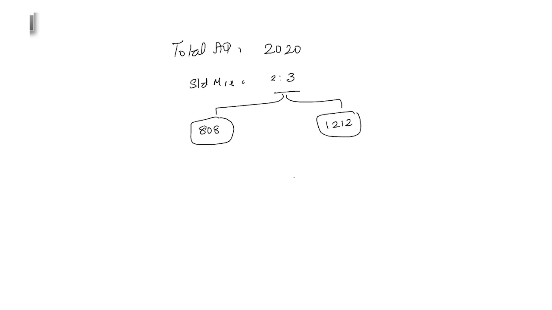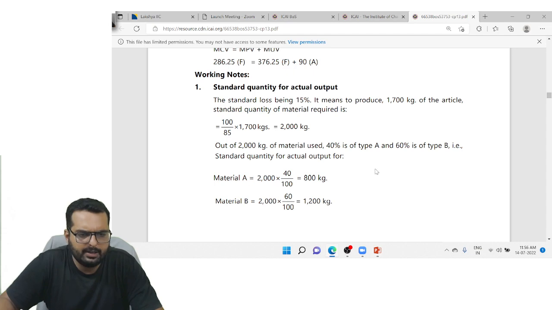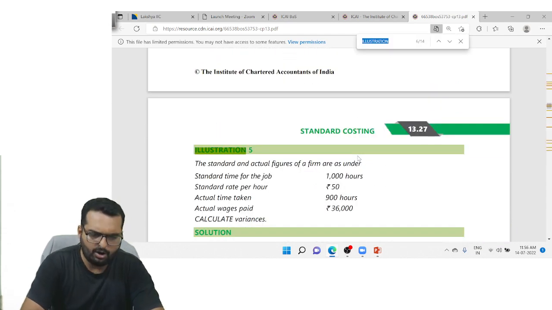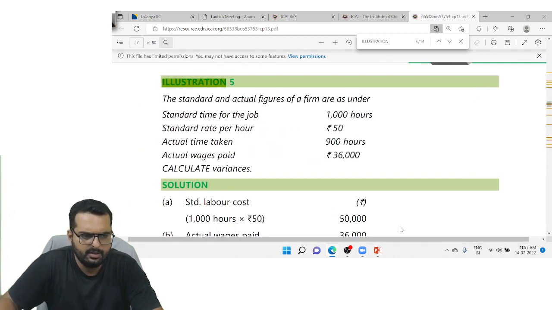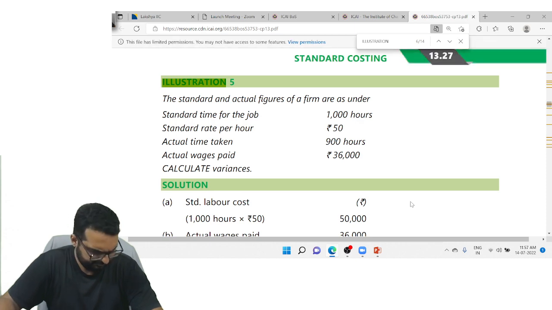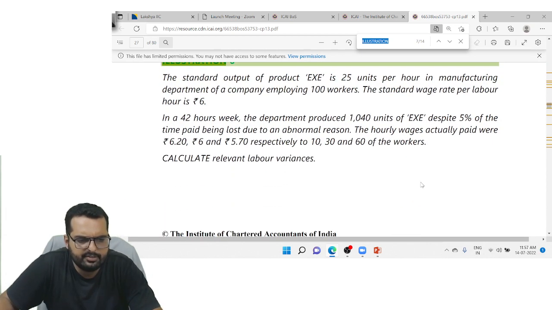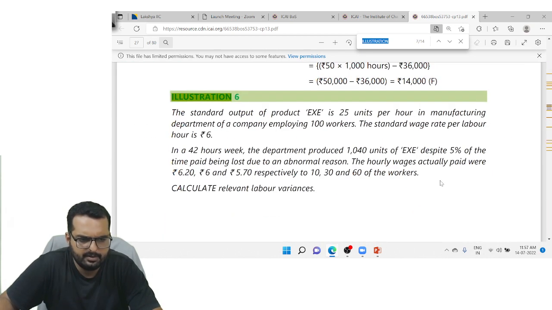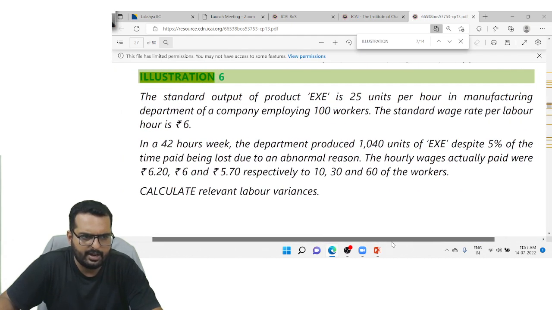Perfect, friends. Everybody got the RAQ also correct? I believe conceptually everyone is clear now. Perfect. Can I go to the next part? Anyone not done, tell me ND. If everyone is done, we'll go to the next question. Illustration 5 is already done, right? 5 is already done. Illustration 6. I'll give you 5 minutes time. Try doing it on your own.